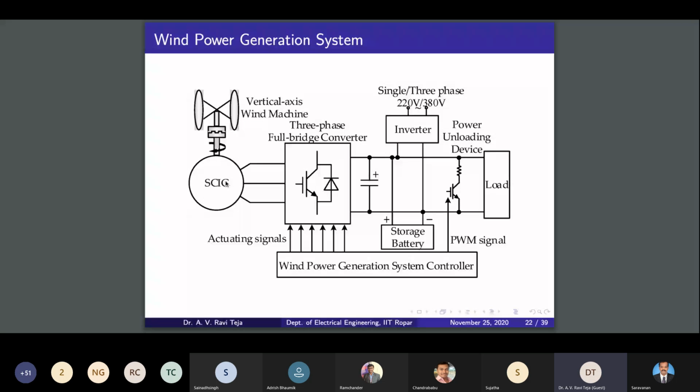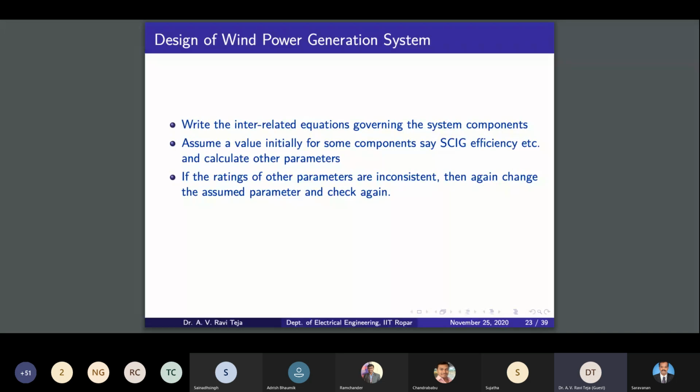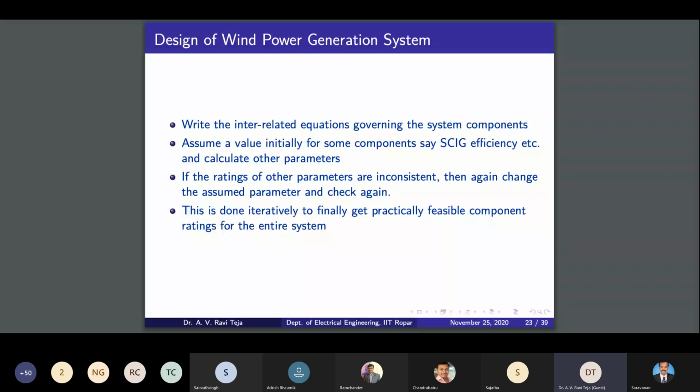Like that we decide backward, and if any component values we are not having, you assume, but make a practical assumption. And then iteratively compute, because this is a large process. And then finally you will get some value of the rating of the induction machine and the gearbox and the converter, etc., in order to inject 5 kilowatt of power to the grid.